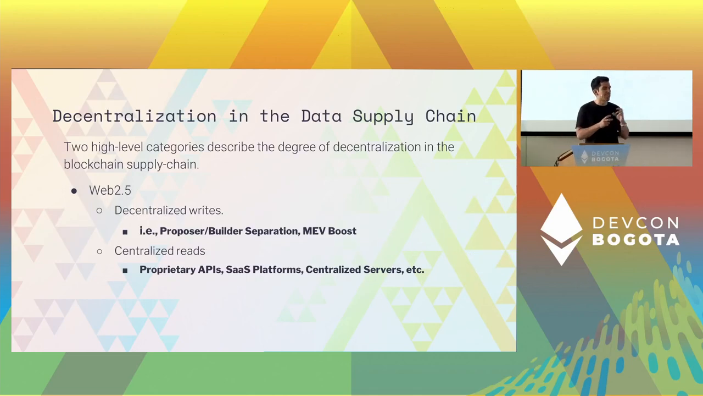At a high level, we can categorize the different approaches to decentralizing the blockchain data supply chain. The first approach, and for a long time this was the conventional thinking, is what we call Web 2.5. In Web 2.5, basically what you're saying is, we do all the things that we've been talking about in the last few years to decentralize the right side: protecting against MEV, keeping good stake decentralization, keeping good validator decentralization. But then downstream of that, we let the reads be through proprietary APIs, centralized servers, et cetera.